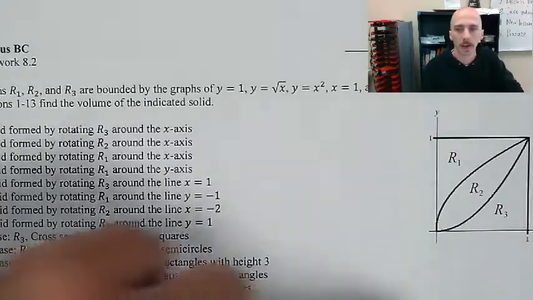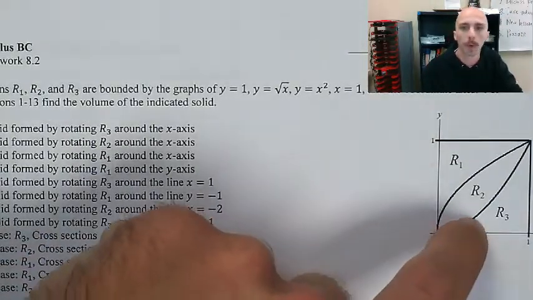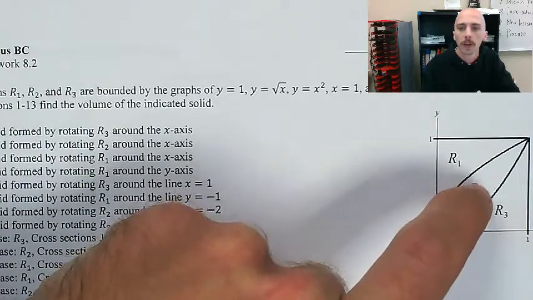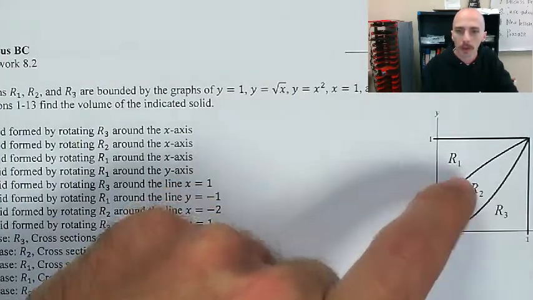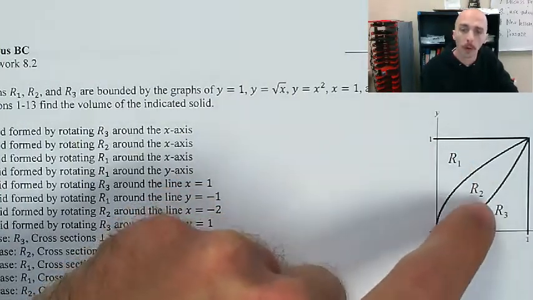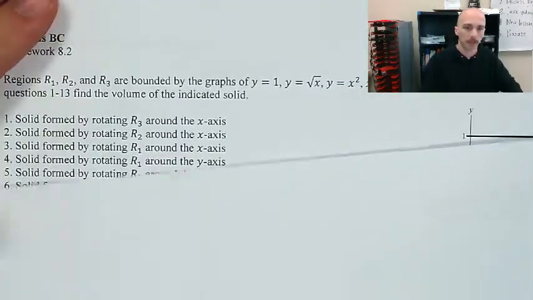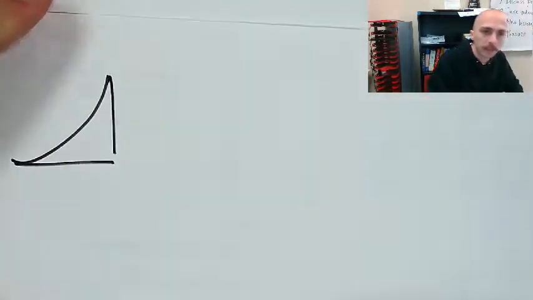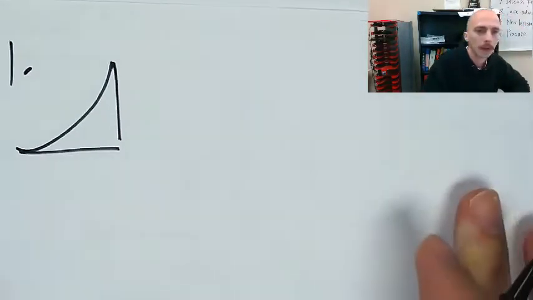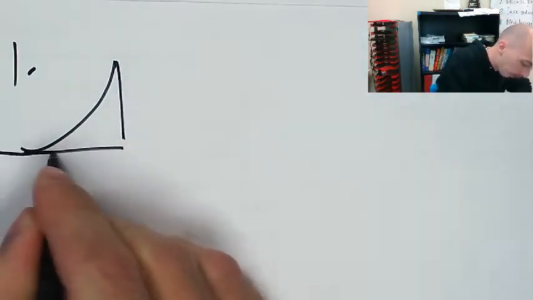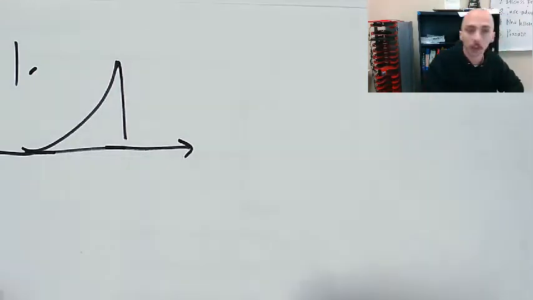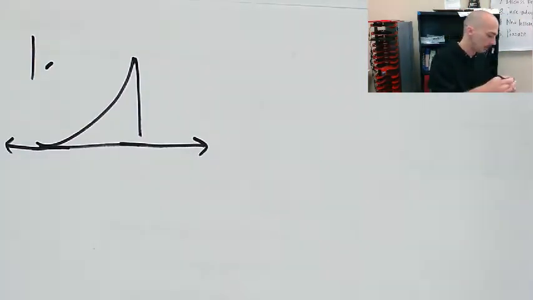This is the same R1, R2, R3 we worked on in the area homework. This is y equals 1, x equals 1, x equals 0, y equals 0, y equals x squared, and y equals the square root of x. I'm just going to freely assume that you know what we're working on. So R3 around the x-axis is going to be this. This is number 1. R3 around the x-axis, this is where the axis of rotation is touching the region entirely, so it's going to be a disk scenario.